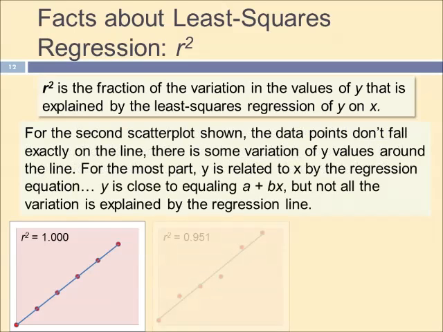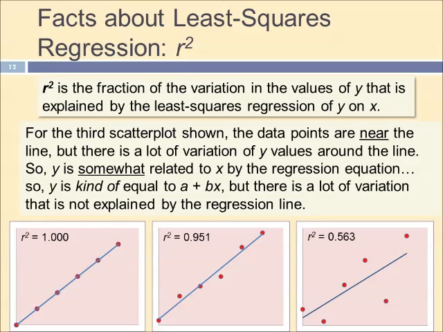If we plug in an x value, we can completely predict where it's going to land, what the y value will be. For the second scatter plot, the data points don't fall exactly on the line. There's some variation of the y values around the line. For the most part, y is related to x by the regression equation. y is close to equaling a plus bx, but not all the variation is explained by the regression line.